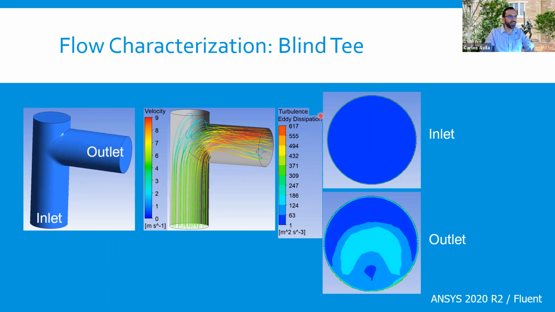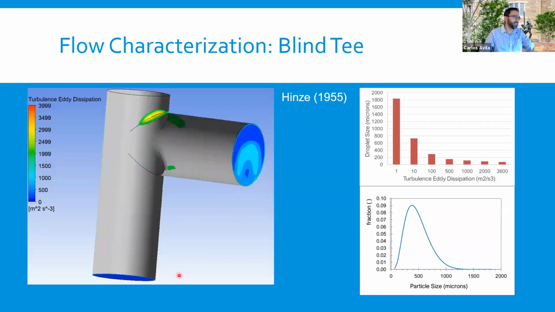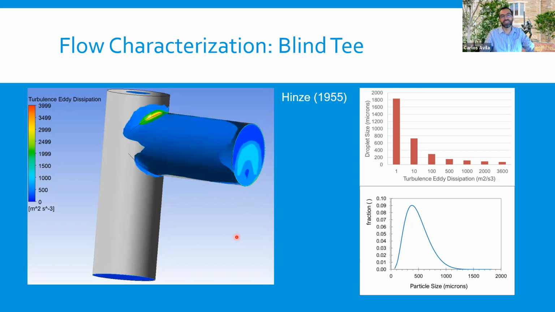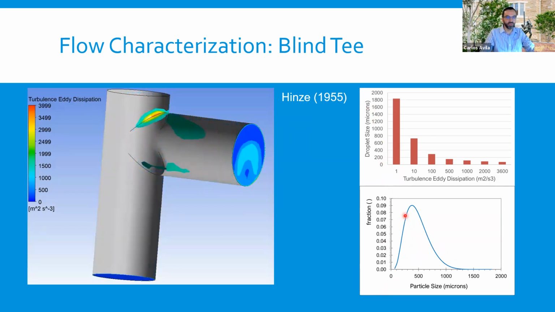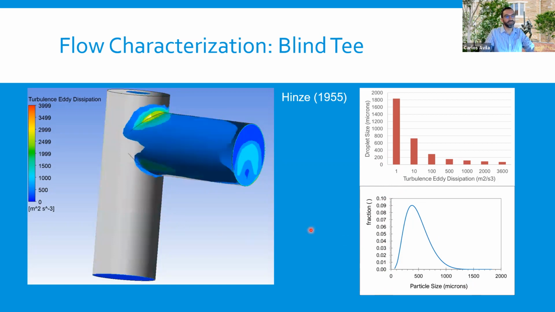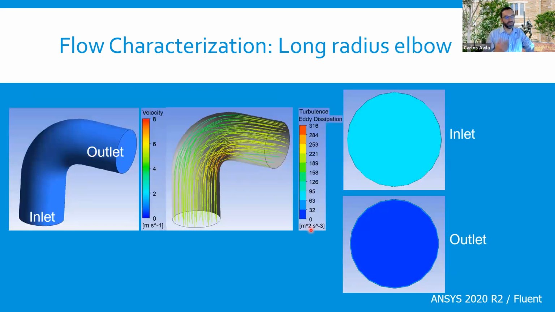And you can see on the right here the turbulence dissipation from the inlet, the cross-section of the inlet compared to the cross-section of the outlet, you can see that we have created a significant change in the values and in the distribution of this higher energy dissipation. If we look at the different values of the turbulent energy dissipation inside the blind T, we can convert those values into droplet sizes. And then eventually we can come up with a distribution of droplets that will be coming out of this fitting.